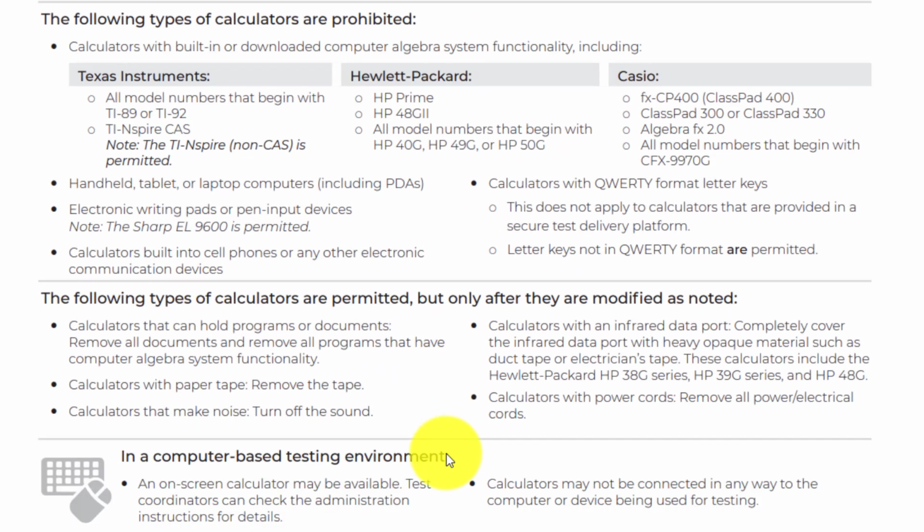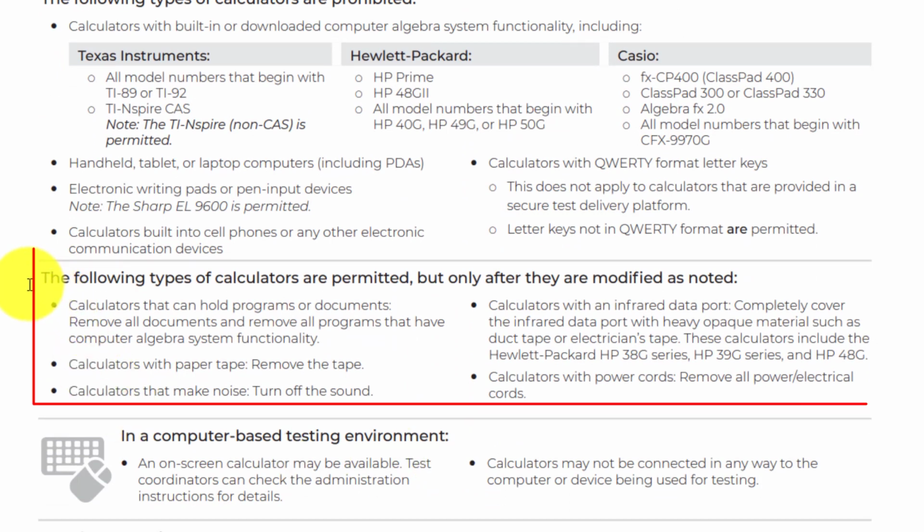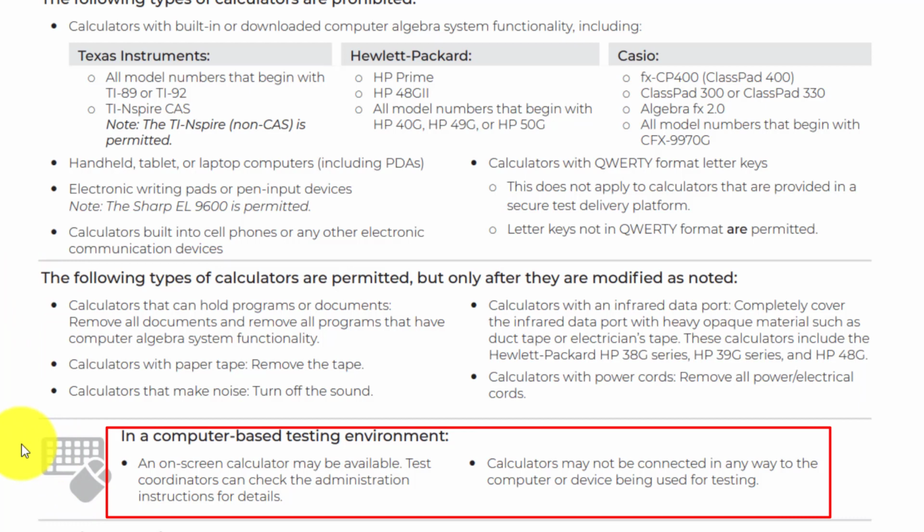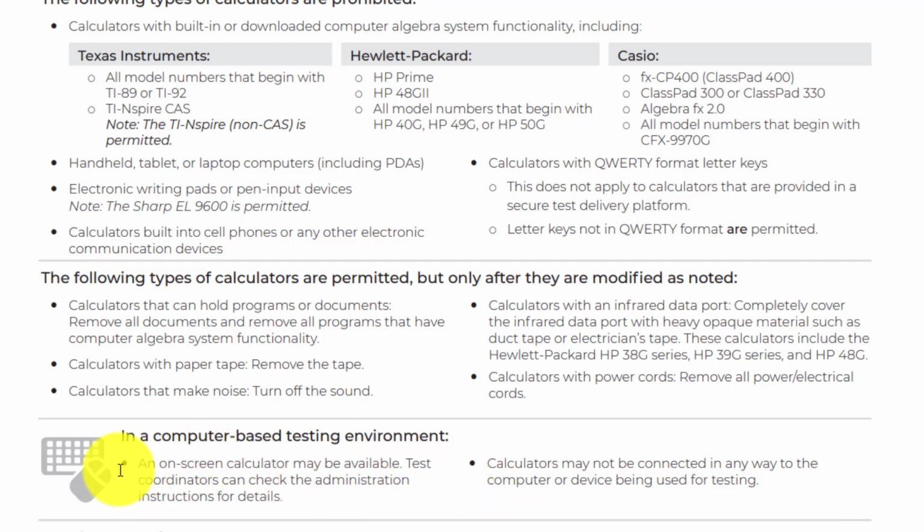Then there's a section on the following types of calculators that are permitted, but only after they are modified as noted. And then the next one says, in a computer-based testing environment, an on-screen calculator may be available. Test coordinators can check the administration instructions for details. Calculators may not be connected in any way to the computer or device being used for testing. So we're doing online, right? So this is what it says. An on-screen calculator may be available.